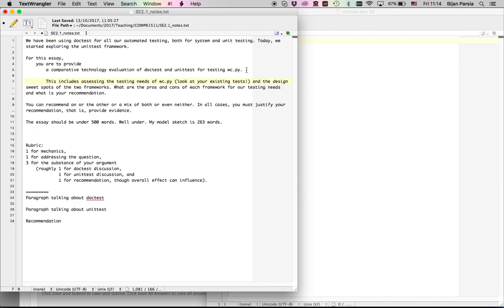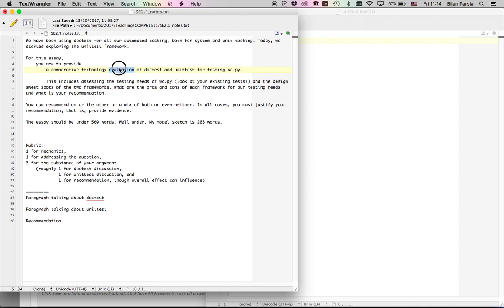So: comparative technology evaluation of doc tests and unit tests. The first thing that I ask myself: do I know what a comparative technology evaluation is? Maybe I've never heard any of these words put together in that way. And so then I have to try to figure out, do I understand what it means? Clearly an evaluation is going to be some sort of comparison between the two. I'm trying to say this one might be good for some things, the other one might be good for others, maybe one is just always better. So I'm trying to figure out how they match up.